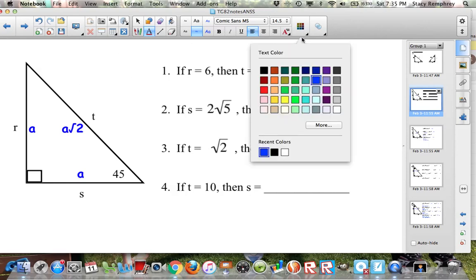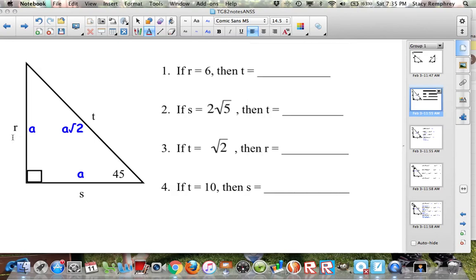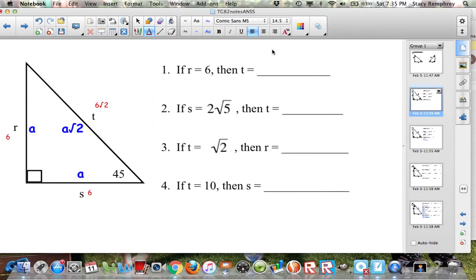Okay, so I'm just going to change the color here. So I know this side is 6. Okay, well, if that side's 6, then I know this side also has to be 6 because they're equal. And this side over here is always one of the legs times the square root of 2. So it is going to be 6 root 2. And t is the side they asked for here, so you're going to write that as 6 root 2.